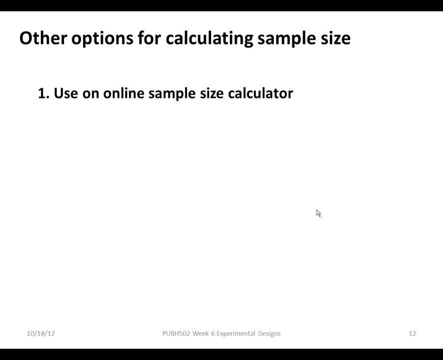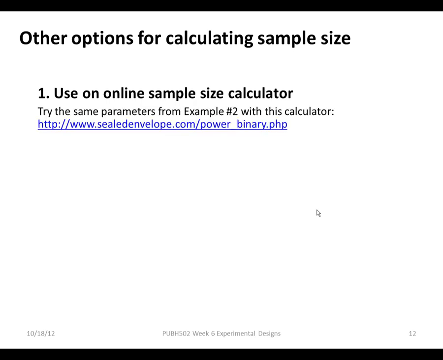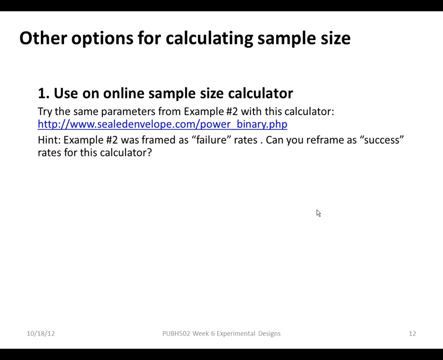Some other options for calculating sample size. There are about 1.5 billion online sample size calculators. I've given you a link here to one, and you could definitely try rerunning this same example with this device on this calculator and see what you get. I'll give you a hint. The rule of thumb formula is framed as failure rates. You'll actually need to reframe that as success rates to use this particular online calculator. But once you do that, you should again get right in the ballpark for sample size. Finally, probably my strongest piece of advice is to just get really friendly with your statistician.